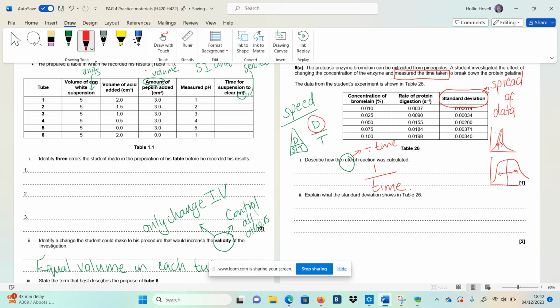So explain what the standard deviation shows. First of all, you need to show the examiner you know what standard deviation means. So we can say it's the spread of data around the mean. Now, looking at the standard deviations, they're like 0.00 something. They're very, very low, aren't they? So this table shows very low standard deviations. So that means that there's not much spread around the mean. So for this experiment, it means all the repeats were very similar.